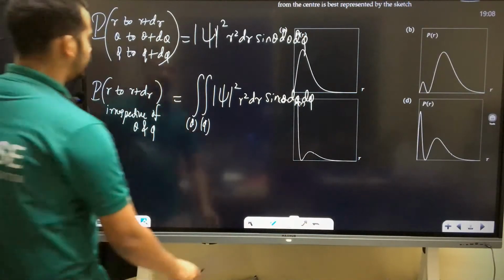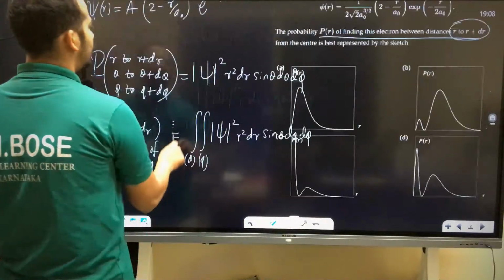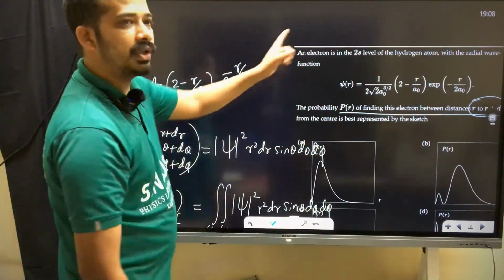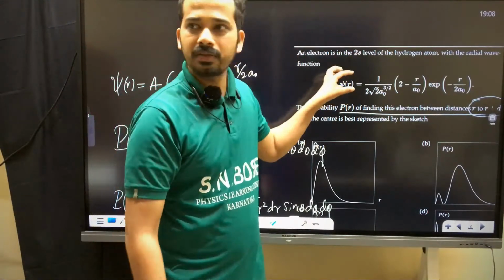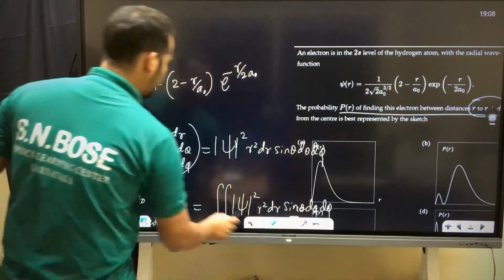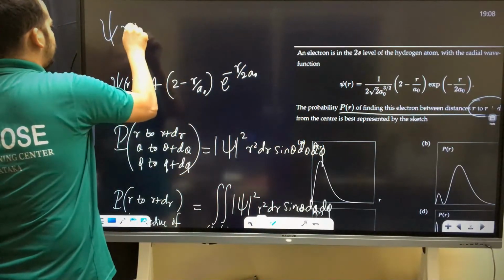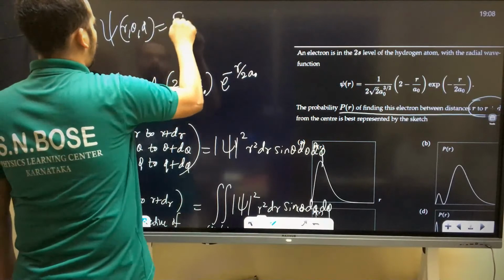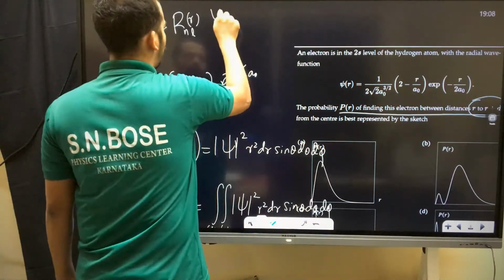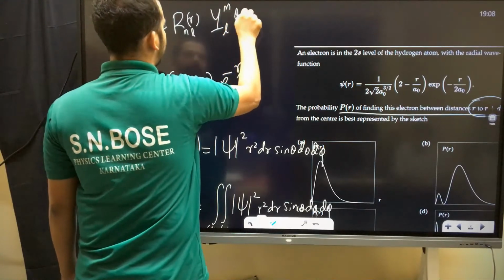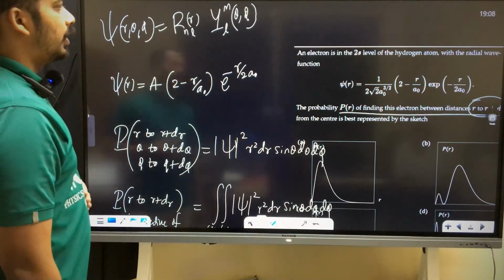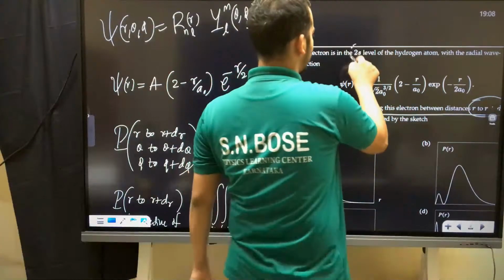Now what I'm saying here is, this is purely radial, am I right? Here L equal to 0, M equal to 0. When L equal to 0, M equal to 0, theta and phi will not come, isn't it? Usually your psi of r theta phi equals R of r, n L, times Y L M theta phi. It looks like he has given the 2s level here.